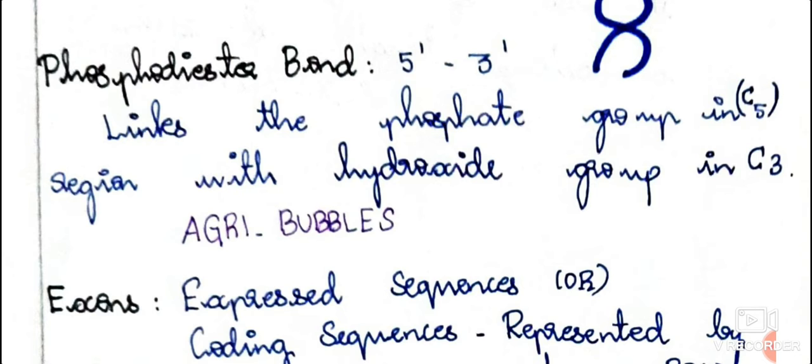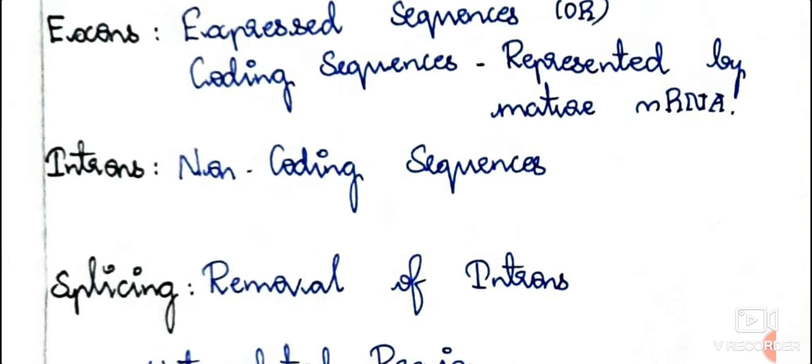Okay, and what is meant by exons? Exons are expressive sequences or the coding sequences. So these are represented by the matured mRNA. mRNA is nothing but the messenger RNA. So introns are the non-coding sequences. They don't have any representation in the mRNA.